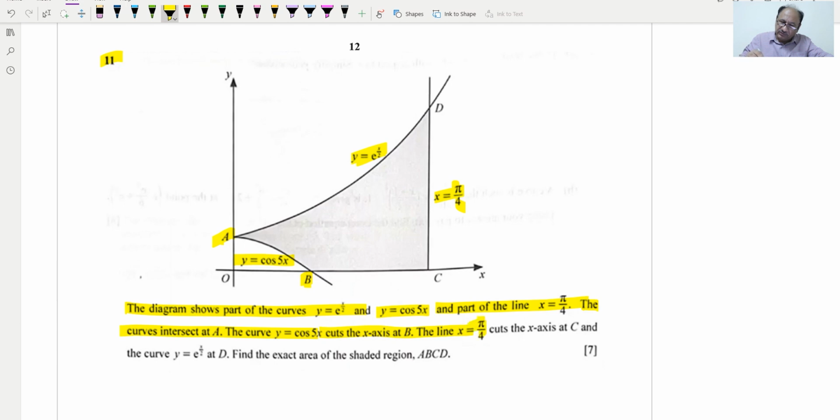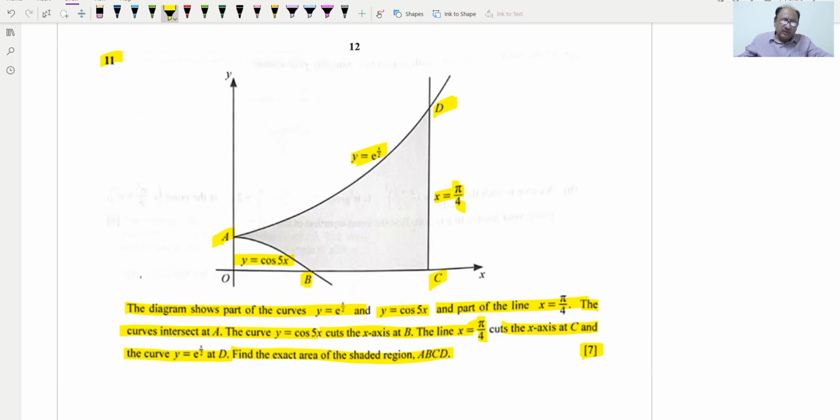This is B. The line x equals pi by 4 cuts the x-axis at C. So this is C, and the curve y is equal to e raised to the power x by 2 at D. Find the exact area of the shaded region A, B, C, D, and this is a 7-mark question.